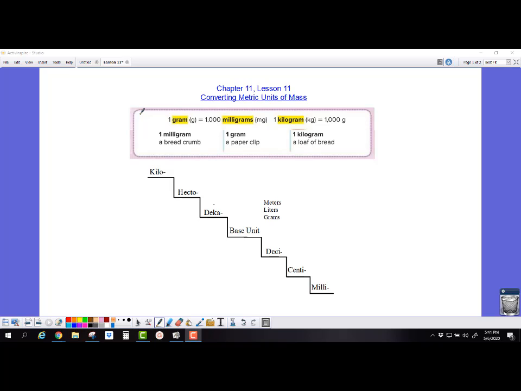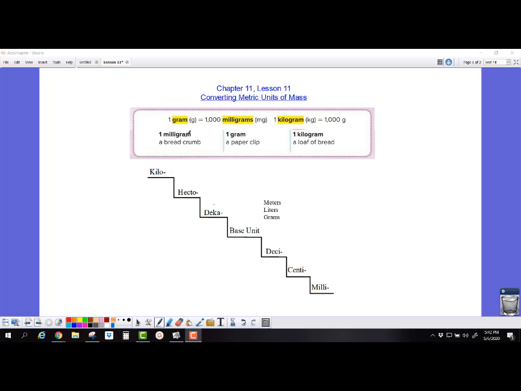Today we're converting metric units of mass, which are related to customary units of weight. In metric units, we still have all the same prefixes as we always have. But as you noticed, there's generally a few that you use and a few that you don't. And with mass and grams, we're going to use the gram, the milligram, and the kilogram. And here are some examples of what those would relate to.